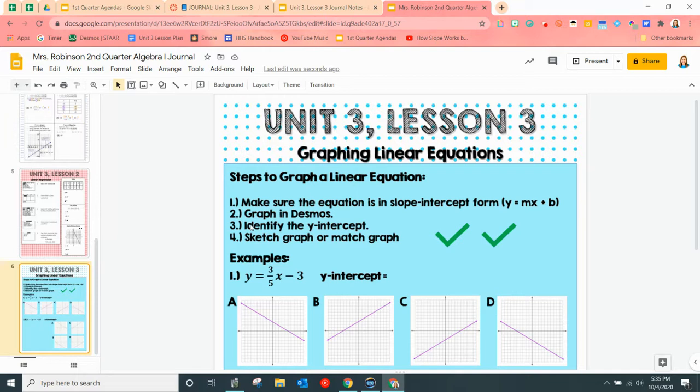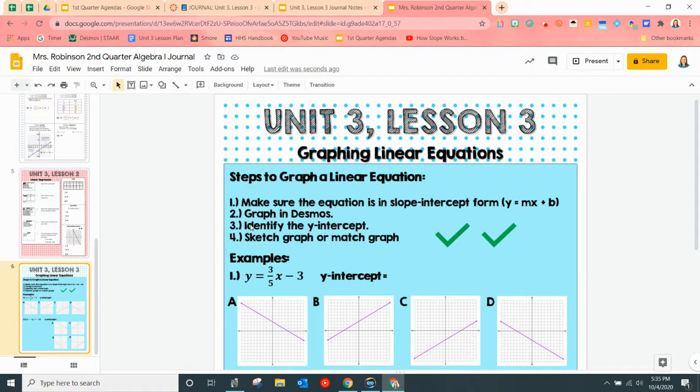The next thing, then you can graph it in Desmos once you've got it in that form. Then you can identify your y-intercept, and then in normal years, if everyone was at school, I would give you a piece of paper with graph paper on it, and you would sketch the graph. Like we would plot our y-intercept, and we would use our slope, and we would rise and run. But since I can't give everyone paper, and not everyone has a printer at home to print it out, we're changing things up in how we do these types of problems. So they're mainly going to be multiple choice. So this makes it even easier for you, right?